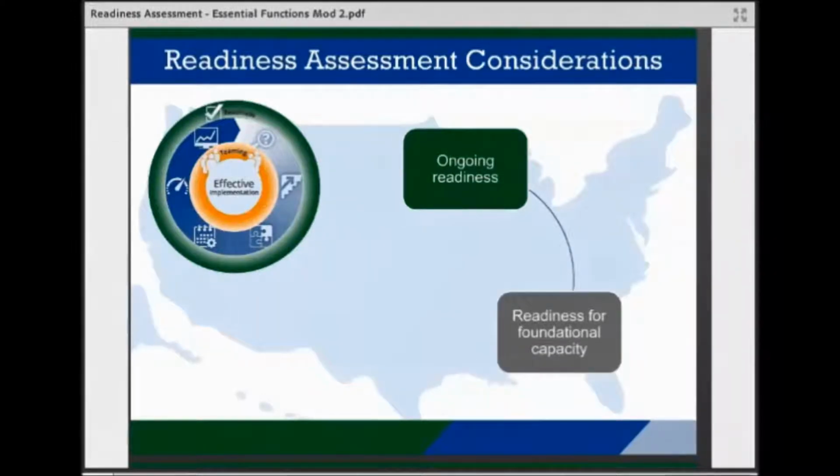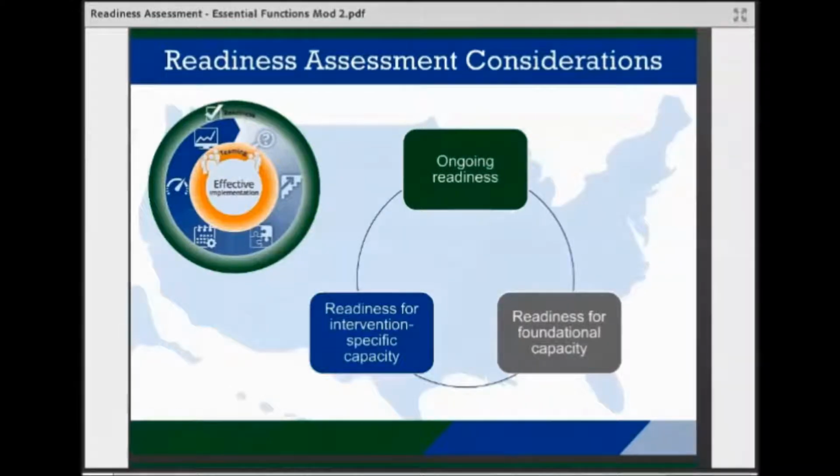Assessing readiness for organizational or foundational capacity should be completed prior to the development of large-scale or long-term improvement plans, strategic planning cycles, and an agency's CFSP. And readiness assessments for intervention-specific capacity should be completed as part of the intervention selection process, prior to the implementation of program improvement strategies, or used to select strategies that support larger or longer goals.